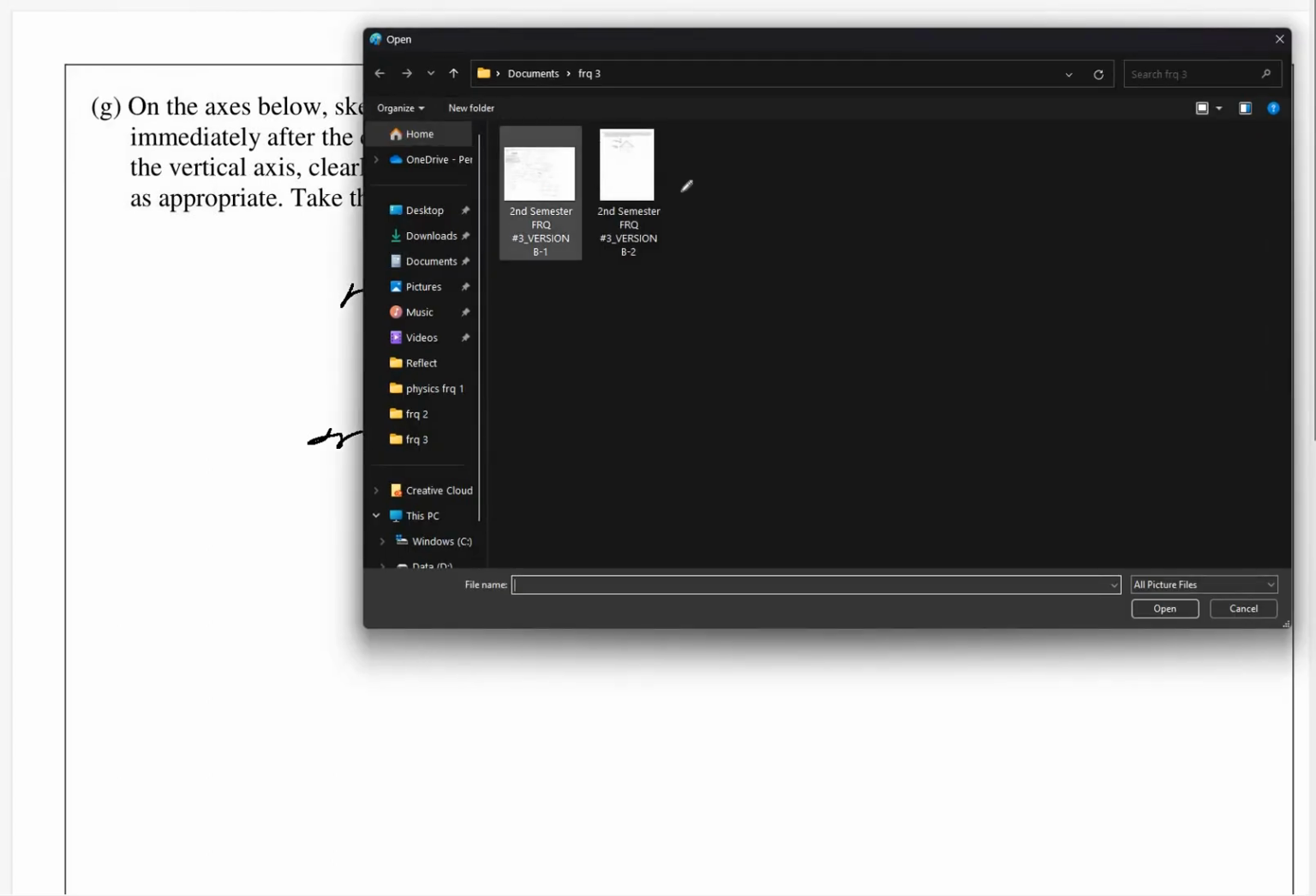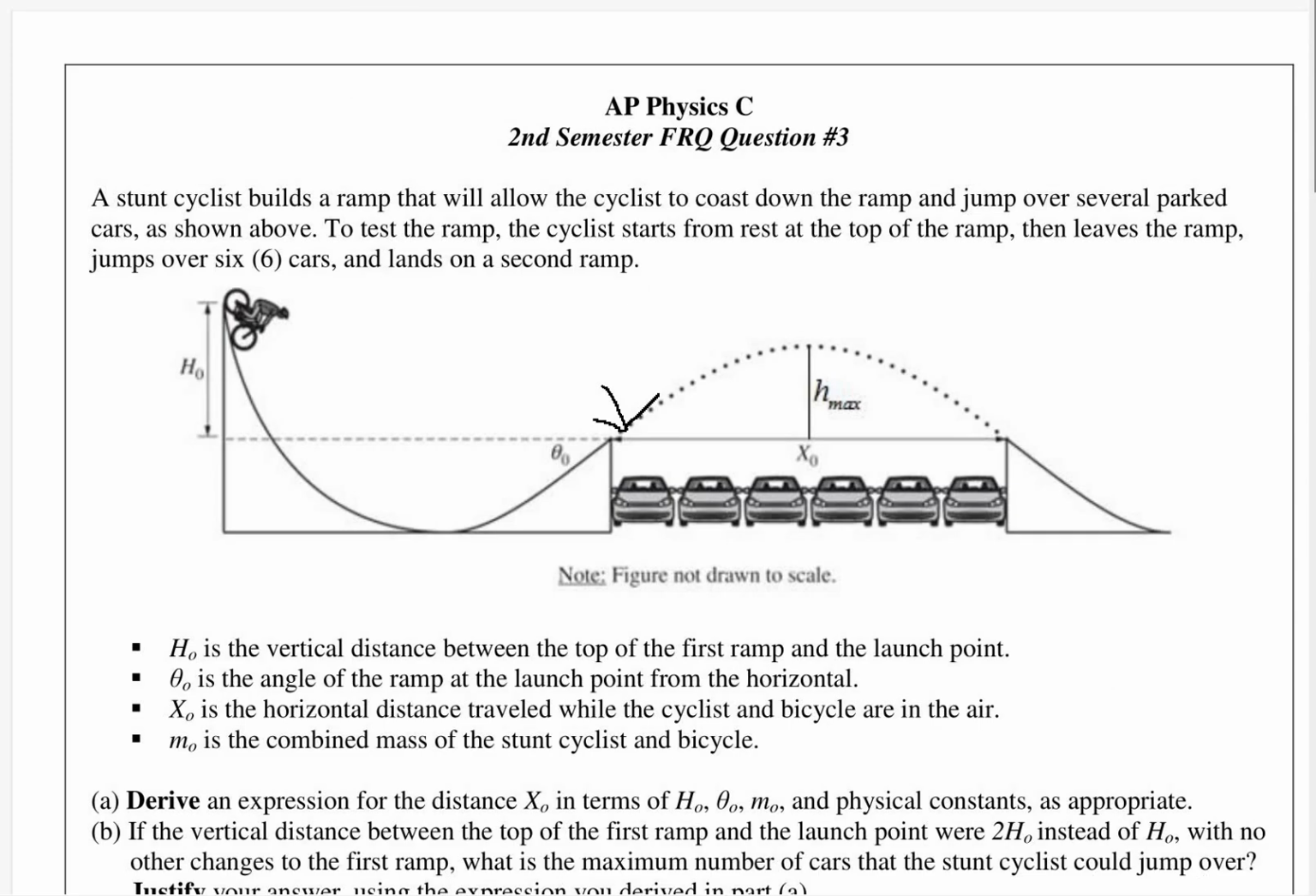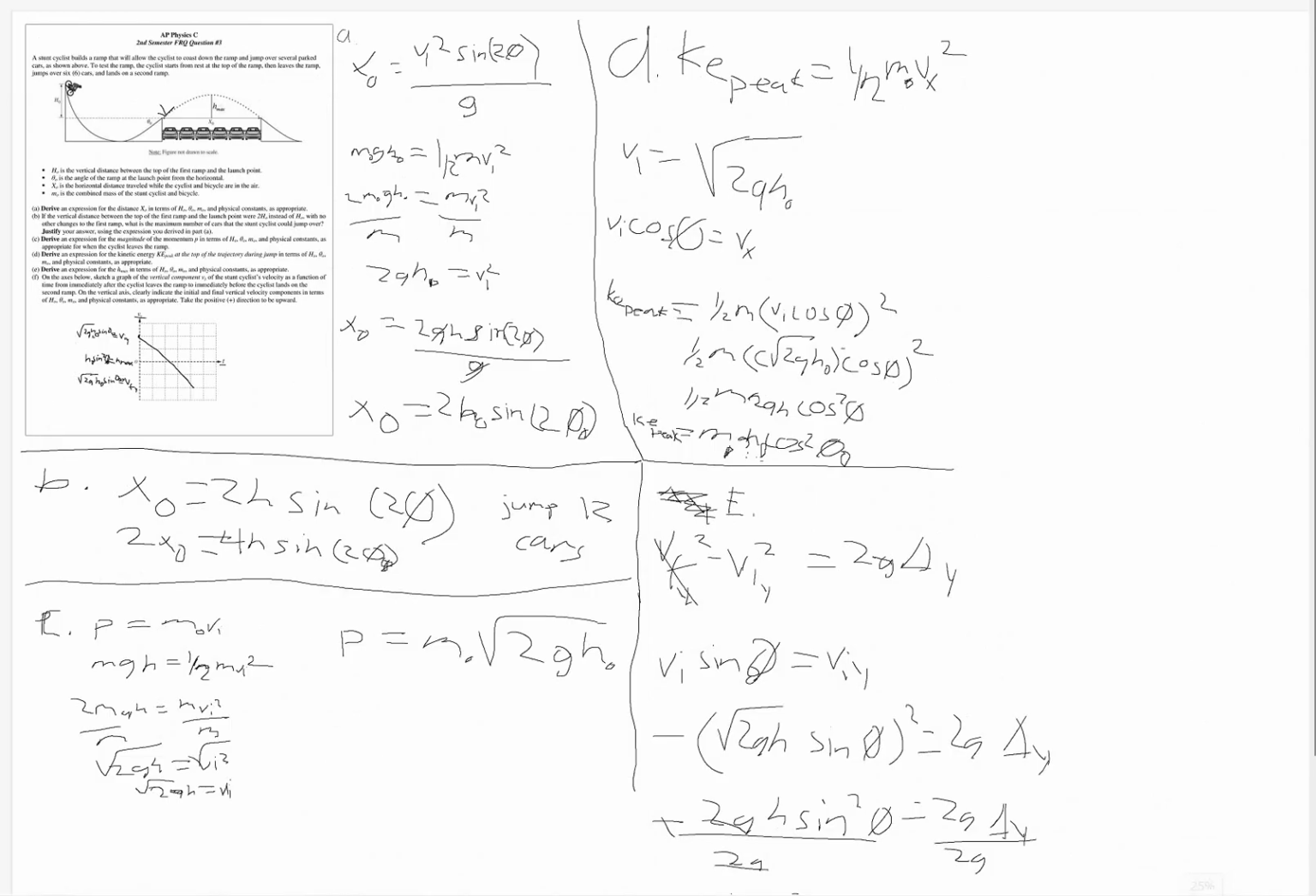Oh, and I'd like to just go back and reiterate that it is mg h null.